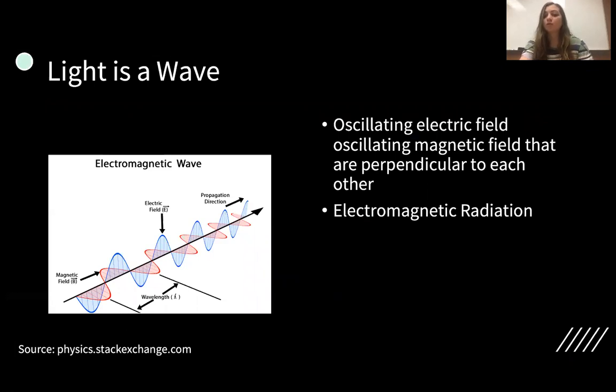It is made up of two oscillating fields, an oscillating electric field and an oscillating magnetic field, and they are perpendicular to each other. This is where we get the term electromagnetic radiation from those two fields. As you can see in this picture, the blue electric field is vertical and the magnetic field is red, and it oscillates perpendicular and horizontal.